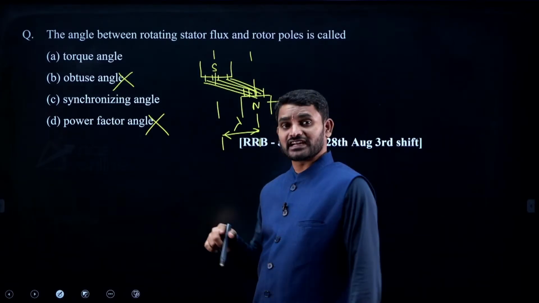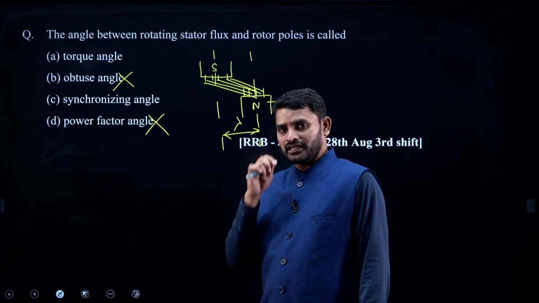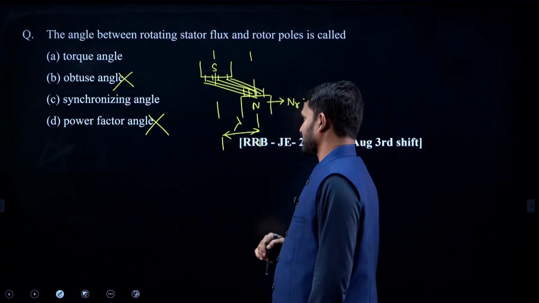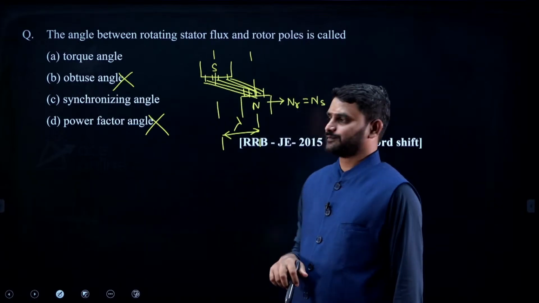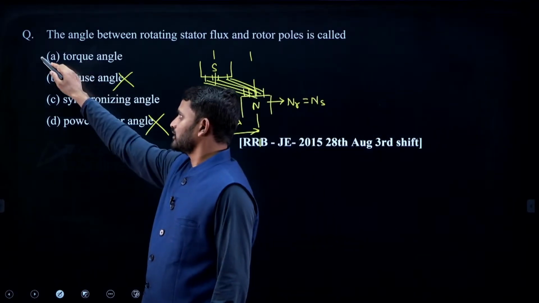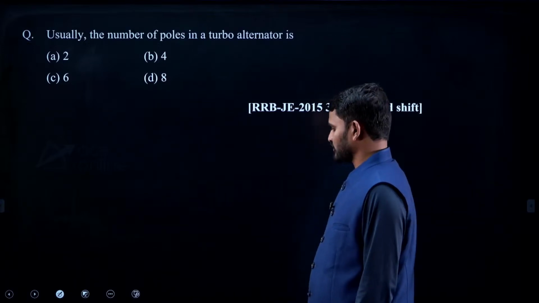Load angle is between the resultant flux and rotor flux. Torque angle is between the stator flux and rotor flux. So the answer is A. Okay. Now look at this one.